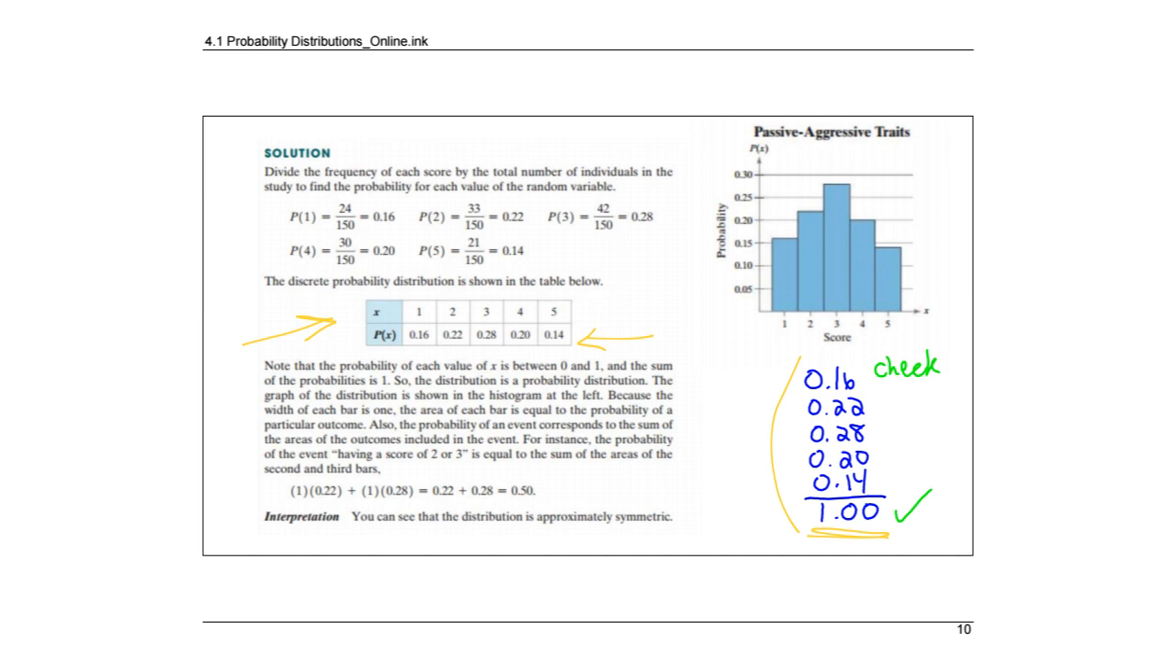Now I can create my bar chart. So my variables across the bottom, 1, 2, 3, 4, and 5. I've got my tick marks here, my vertical axis. And so like number 1 is 0.16. So I'm going to come over here to 0.16 and draw my bar. 2 is 0.22. So I'm going to come up here to 0.22 and so on.